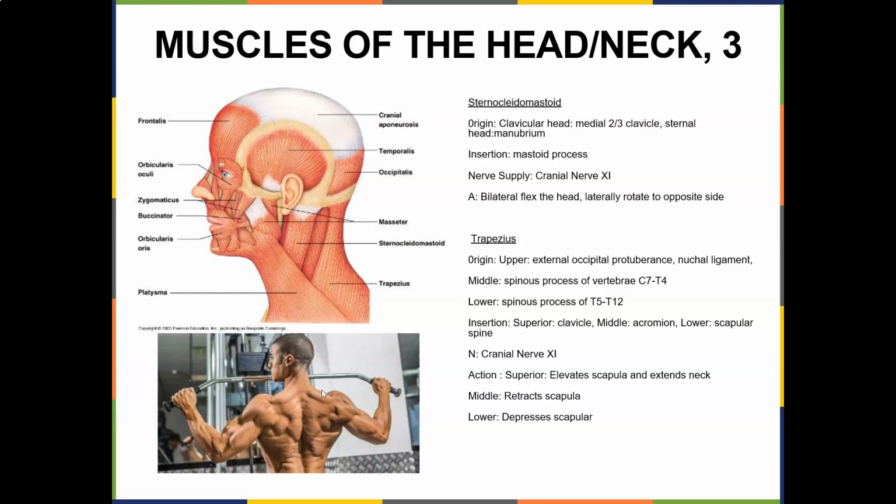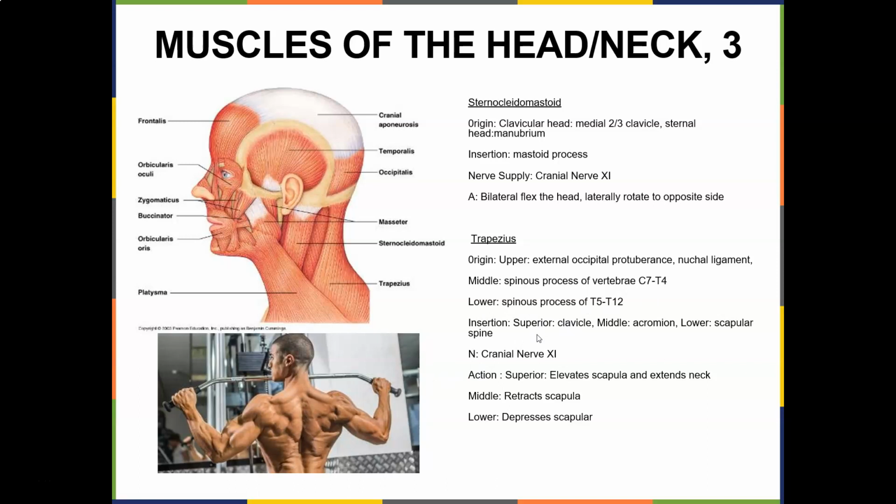Okay? And here's the trap. Here's the upper trap, middle trap, lower trap. Origin, upper: external occipital protuberance to the nuchal line. That's the upper trap. The middle trap originates from the spinous processes of C7 to T4. And then the lower one will originate from T5 through T12.